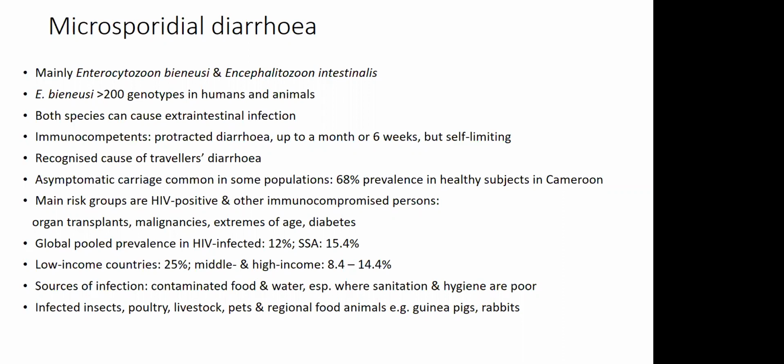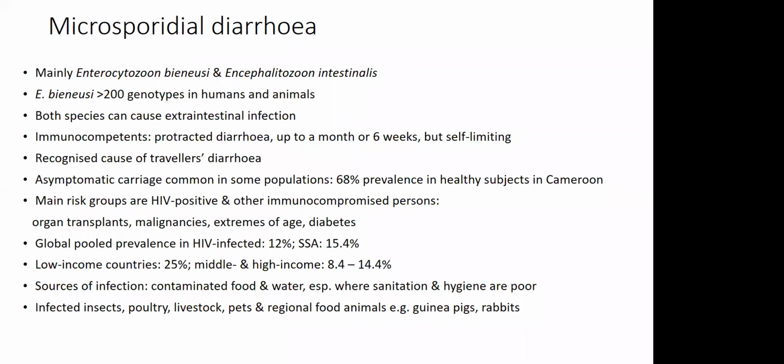Now, if you look at the global pooled prevalence of microsporidia in HIV-infected persons, it's been estimated as 12%, and somewhat higher in sub-Saharan Africa at more than 15%. If you stratify prevalence by income, low-income countries tend to have higher prevalences, and high and middle-income countries somewhat lower prevalences.